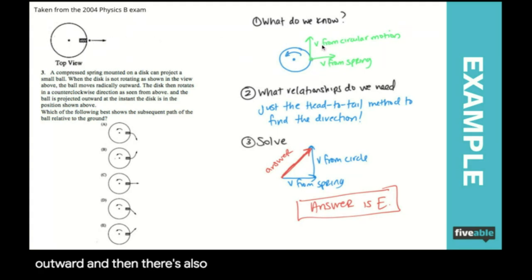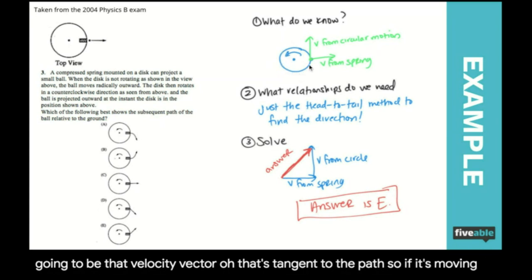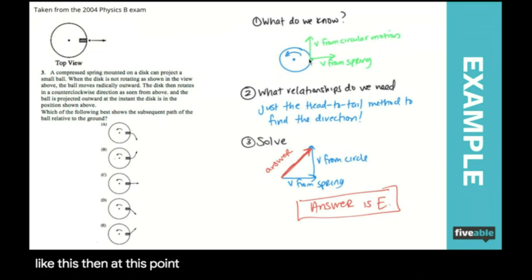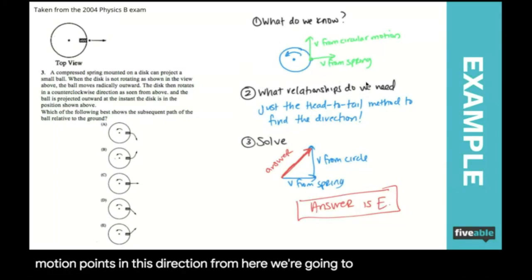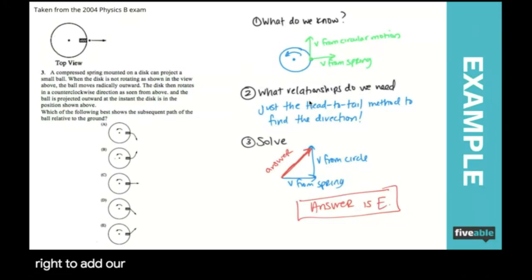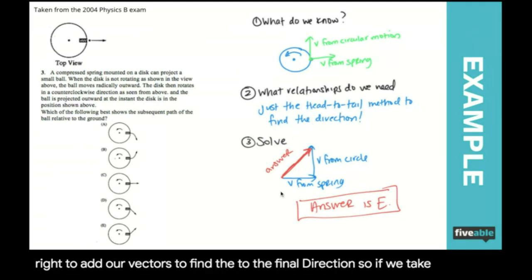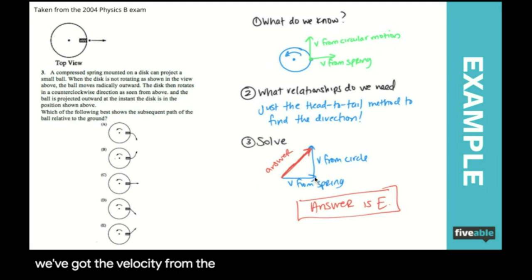And then, because it's moving in a circle, there's also the velocity vector that's tangent to the path. So if it's moving like this, then at this point, the velocity vector from the uniform circular motion points in this direction. From here, we're going to use the head to tail method to add our vectors to find the final direction. We've got the velocity from the spring and the velocity from the circle, and so our resultant vector points in this direction, which ends up being E.